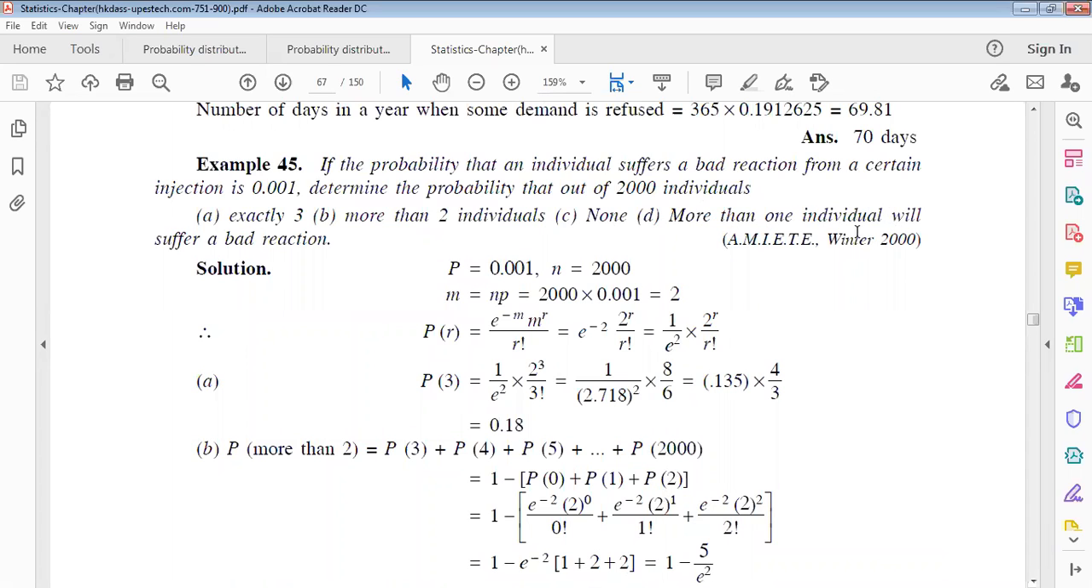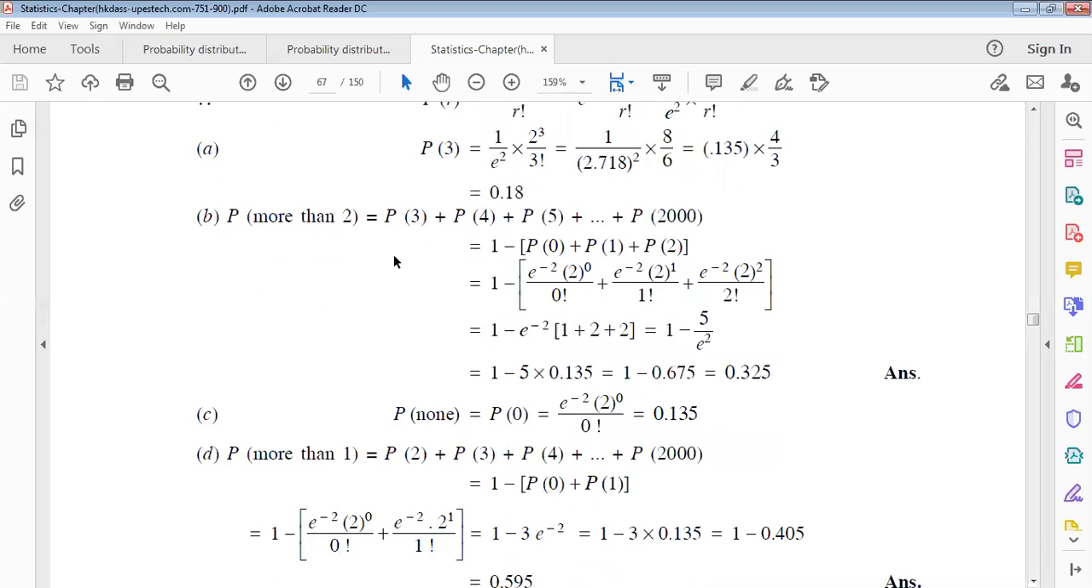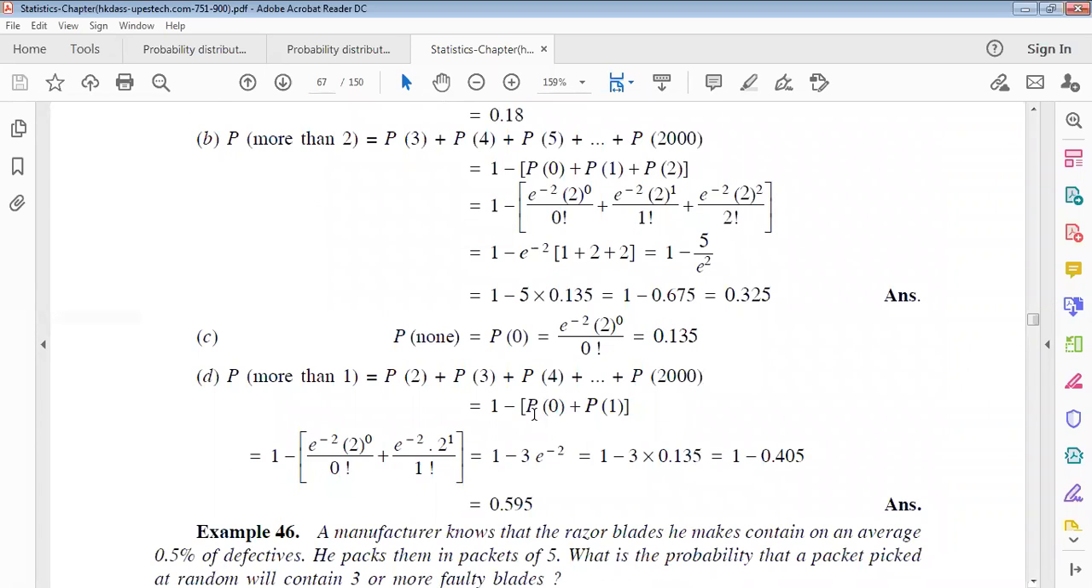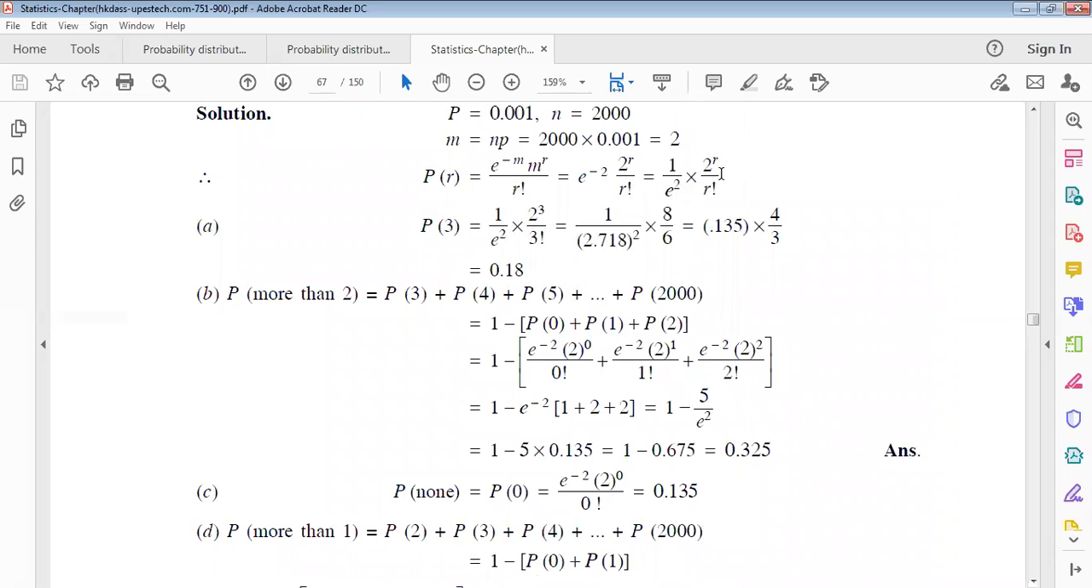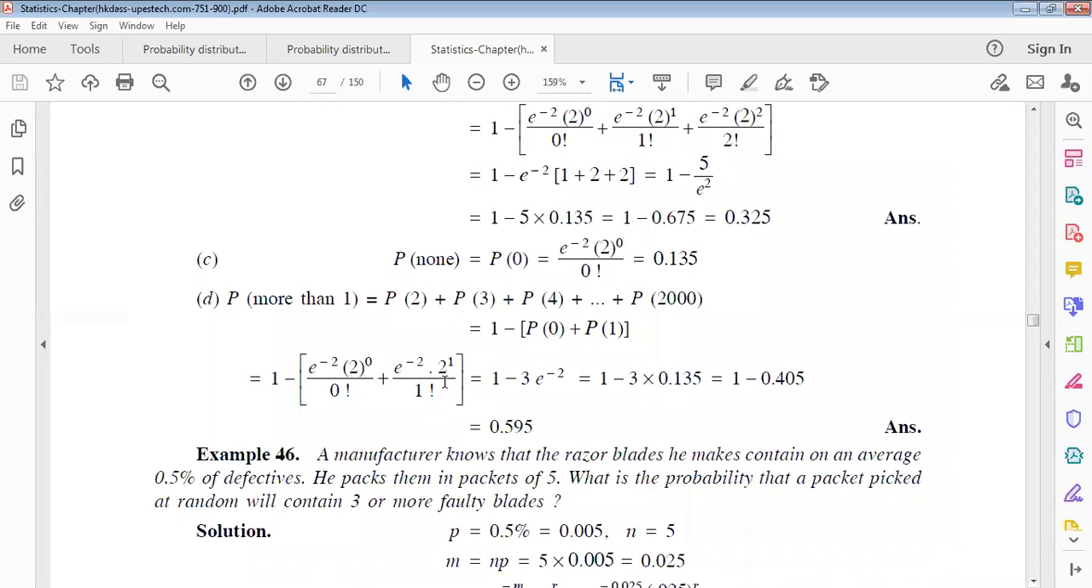Now another item: more than one individual will suffer a bad reaction. What will be the probability? More than one means what? Probability 2 plus 3 plus 4, up to what? Probability of 2000. Finding this sum is very difficult for us, but if we apply a technique, that means the total probability is 1, so if we subtract probability of 0 plus probability of 1, this will give a very easy result. 1 minus the sum of probability of 0 and probability of 1. Thus subtracting these two from the total probability of 1, we get the whole sum of the probability. Now probability for r equals 0, putting the value 0 here, we get this, and for r equals 1, this. Just subtracting the sum of these values, we get the probability 0.595. I hope it is very easy.